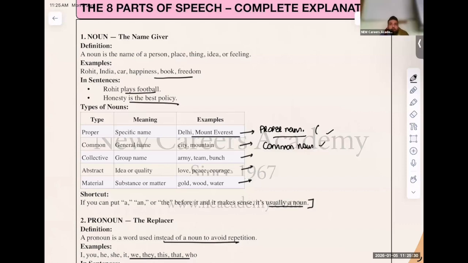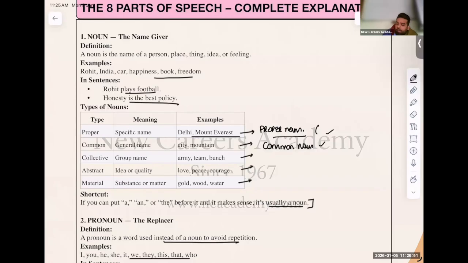If I say common, now: boy, girl. I'll not say noun, I'll just use this. Common noun: boy, girl. Abstract nouns: idea. Yes. Love, peace. Then we have collective nouns: army, team, group. Material nouns: pen, pencil. Yes.